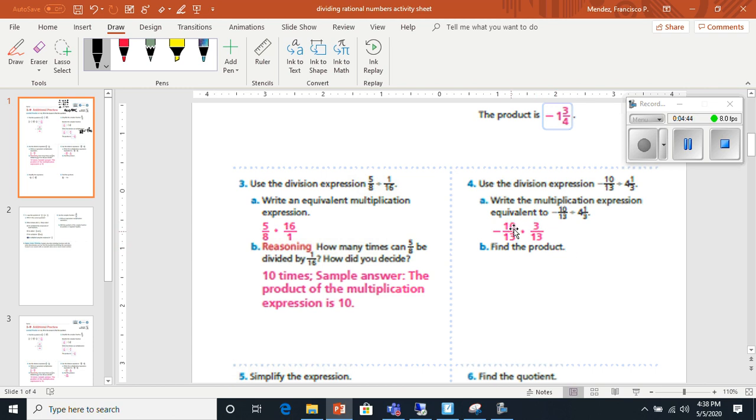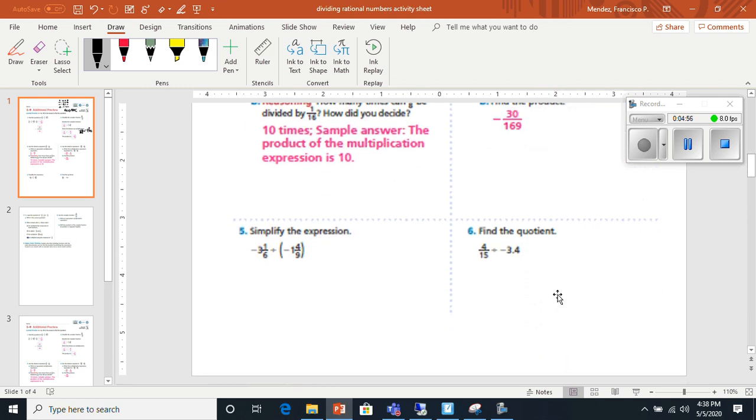Now find the product. Well, we've got negative 10 times 3, that's negative 30. And 13 times 13, that's like 169. Yeah, so that's going to be negative 30 over 169. We're off to number 5 now.